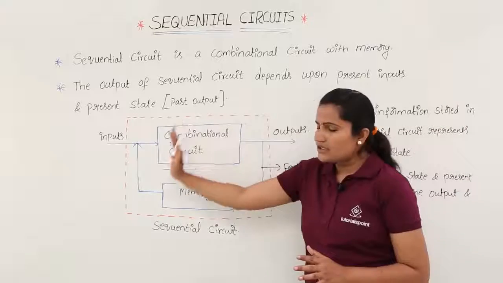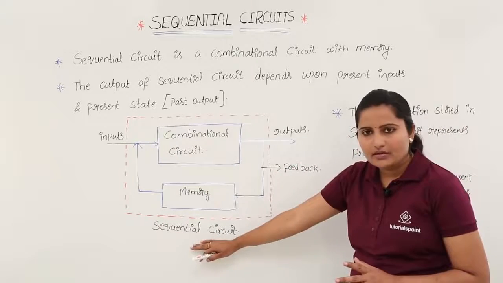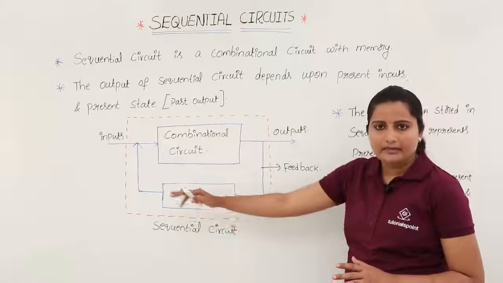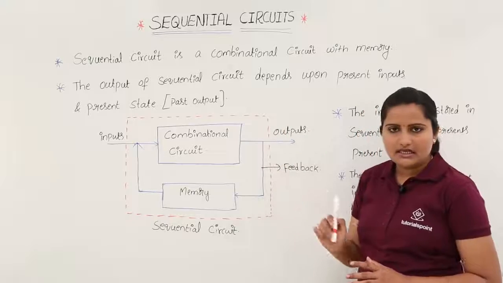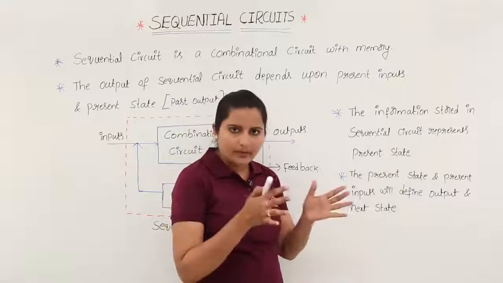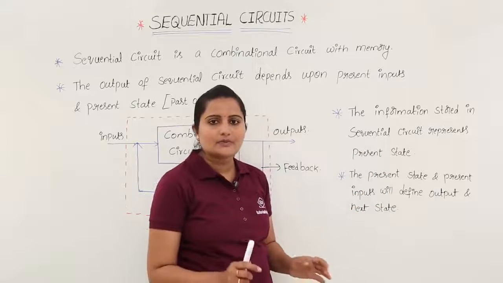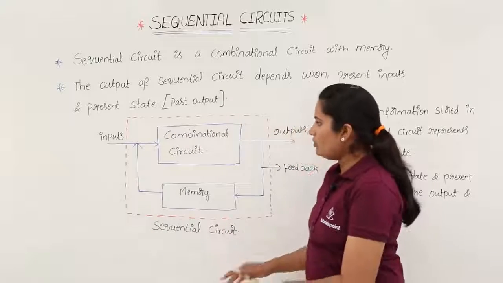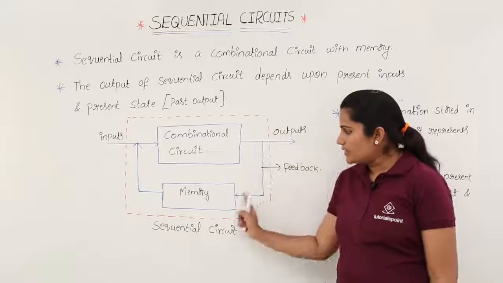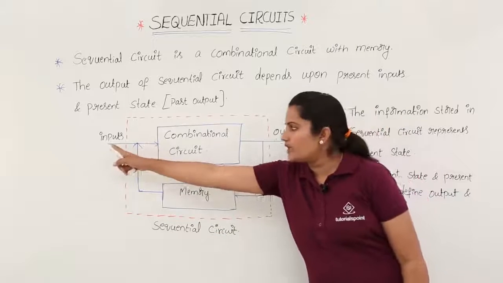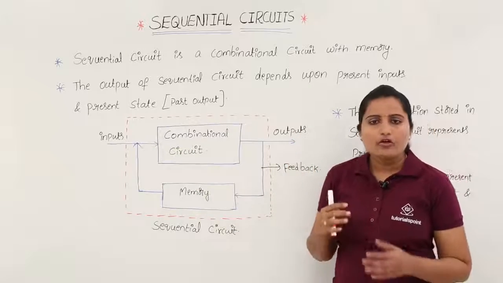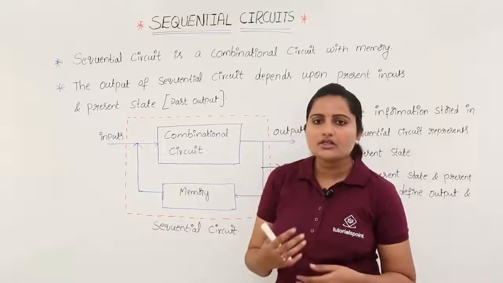This is the block diagram of a sequential circuit. You can observe it is a combinational circuit with memory as feedback. Present state is the information stored in the sequential circuit at a particular point of time. For example, the combinational circuit output that we take as present state is given as input along with our new, present inputs, and we get our output. If the output is defined, the next state can also be defined.